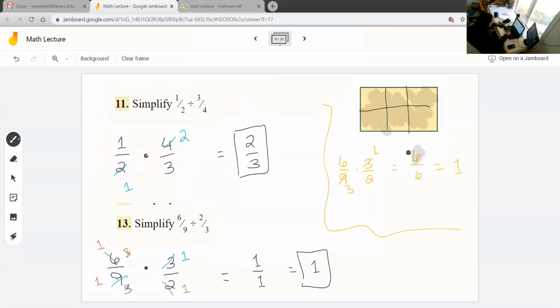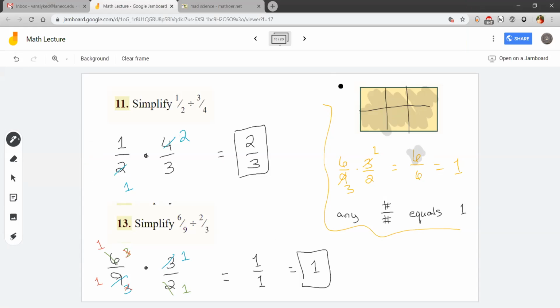So I have 6 shaded pieces. I have 6 total pieces. Whoops, that one's supposed to be there. I have 6 total pieces. So if I've shaded all, then it's 1, whether I've cut it into 6 pieces or 8 or 12 or any number. Did I explain that well enough? Yes. Okay.